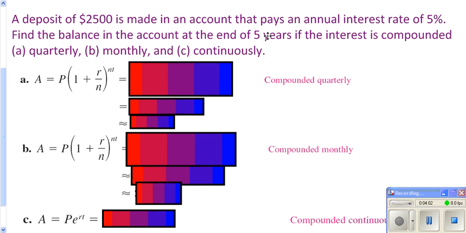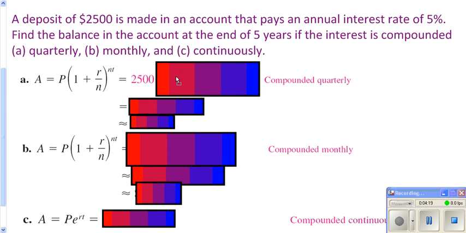You want to figure out what it is when it's compounded quarterly, monthly, and continuously. Quarterly means your N would be 4. Monthly means, how many times a year is it compounded? It's once a month, so that's 12 times. So N would be 12 for part B.